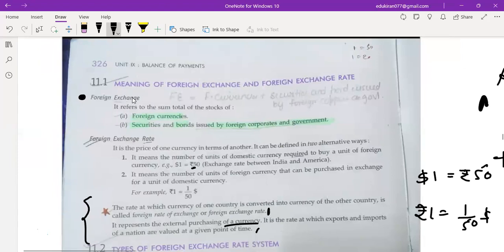So ma'am, what is foreign exchange? It is basically the total of either foreign currencies being exchanged or the securities and bonds issued by foreign corporates and government. Clear? So when you add these two, that will make foreign exchange.